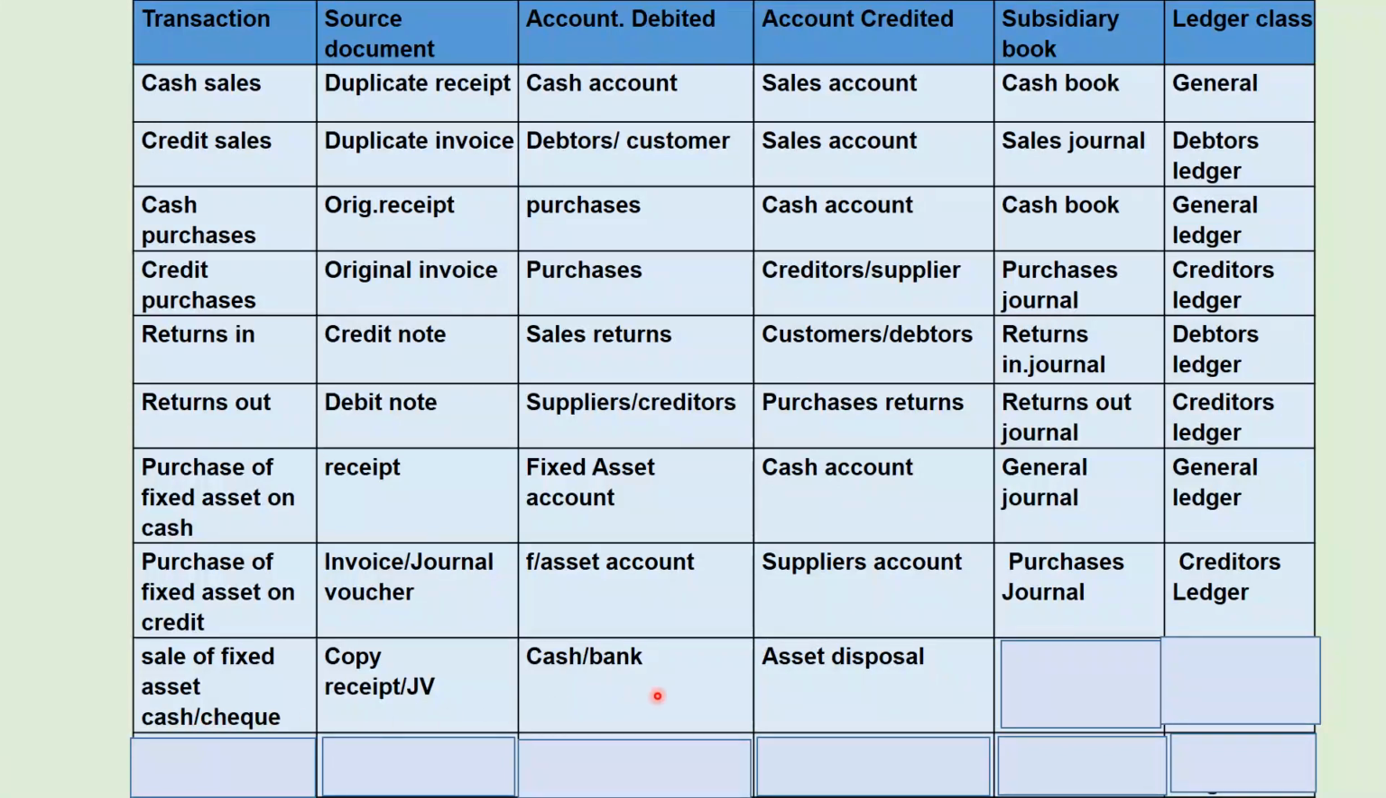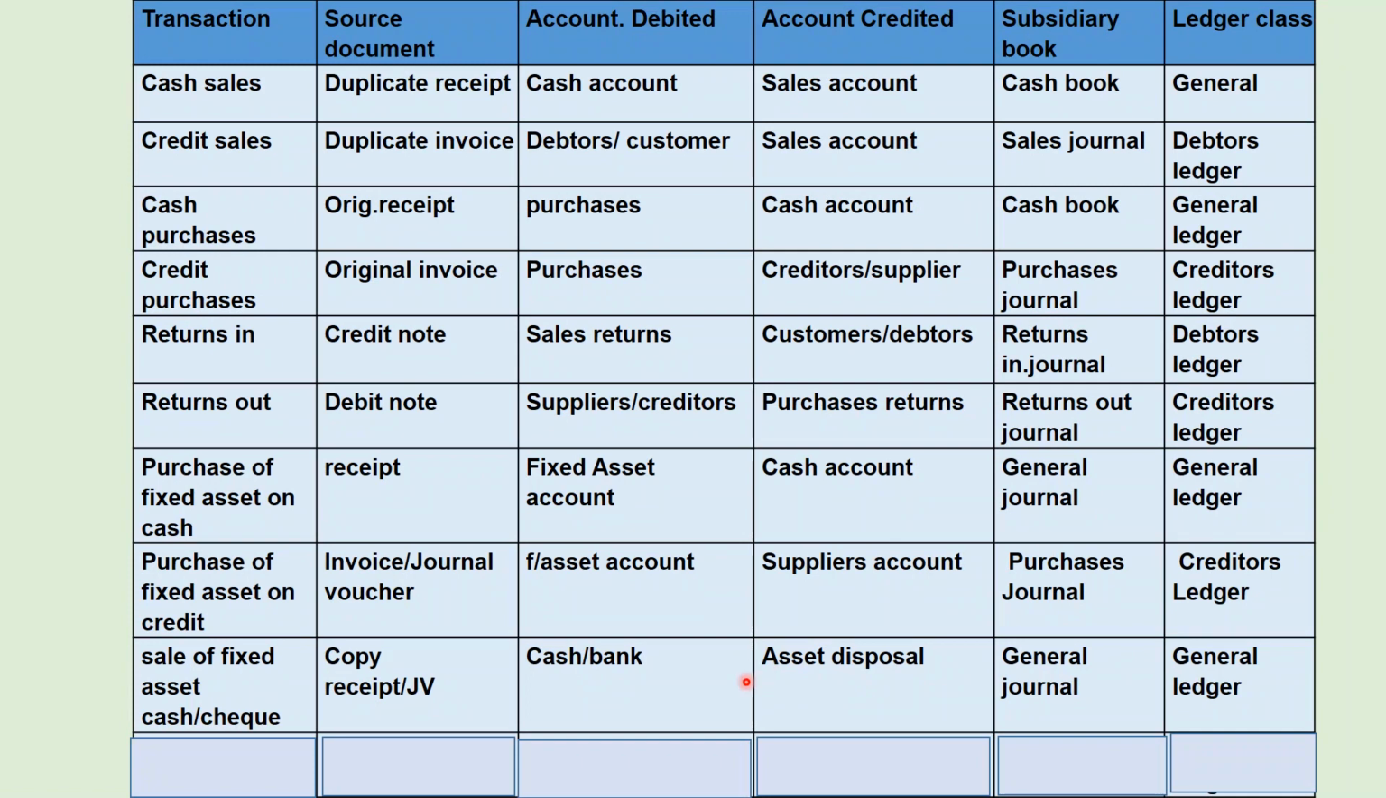And the account to be credited is your asset disposal account, because you have assets, then you have decided to sell them. You can have office furniture, then you feel like, okay, these are old, so they're supposed to be sold, so it's more like you're disposing. So there is an account called asset disposal, which you're going to use. The subsidiary book is the general journal, and of course the ledger class is the general ledger.